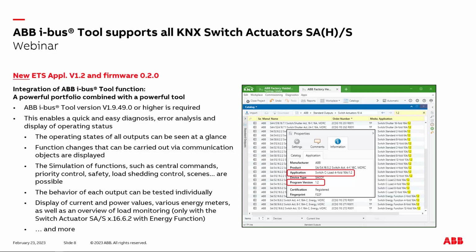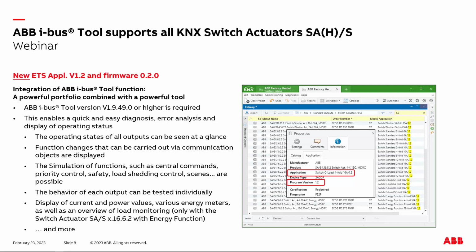That you know how to update, both the best way and that it works finally. But this has to be done, otherwise it's not possible to connect to the actual version of the ABB IBUS tool 1949. And then it's possible to integrate the switch actuators. So the tool itself, its principle is clear.